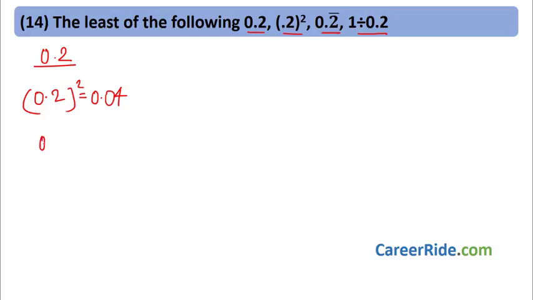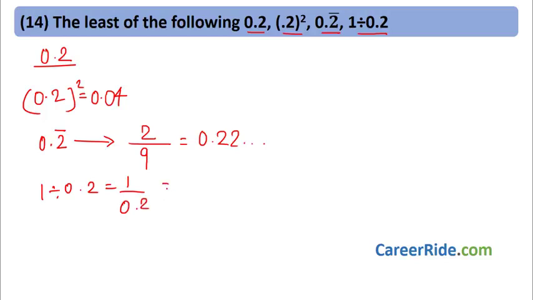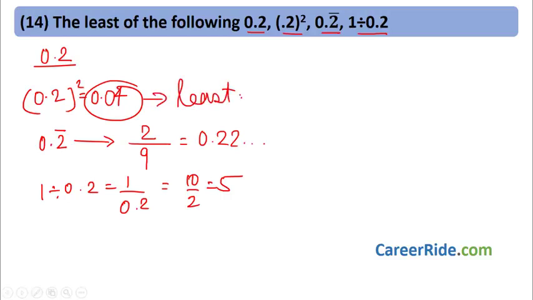Next is 0.2 bar. Now let us convert it into a normal fraction. What would be the denominator? One digit below the bar, so 9 would come over here, and the numerator would be 2. And there would be no subtraction as there is no digit which does not have a bar. So that would be 2 upon 9, which is 0.2, 2 and so on. Then we have 1 divided by 0.2, 1 upon 0.2, that is 10 upon 2, that is 5. Clearly this is the least. Question number 15.